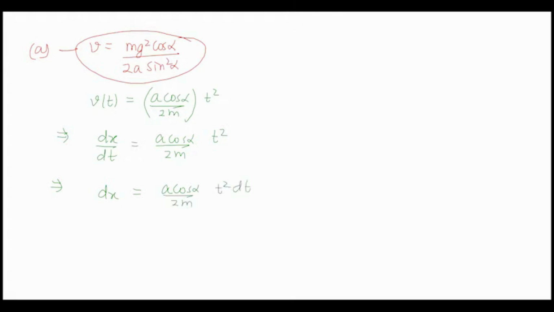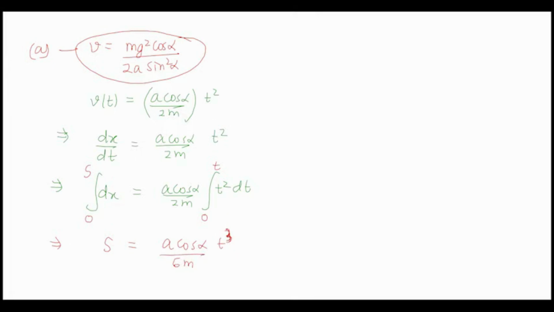Integrating both sides, if we write this equation, at t equal to 0 the displacement of the particle is 0, or it is at the x equal to 0 mark, and at a time t it will cover a distance s. So the expression for distance as a function of time: the integral of t square will be t cube by 3. So we can write the equation as A cos alpha times t cube upon 6m, since the 3 comes in, giving t cube by 6m.